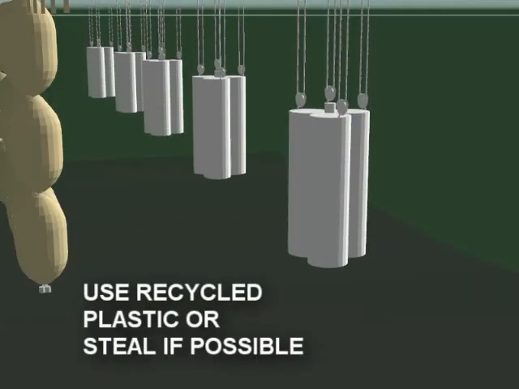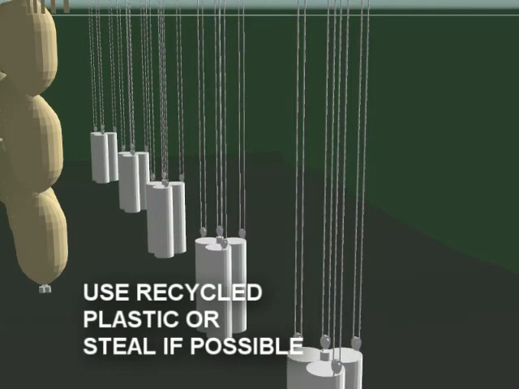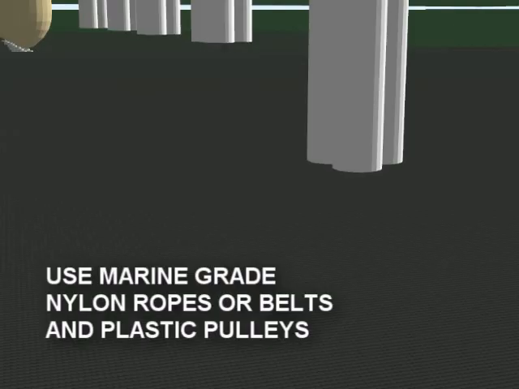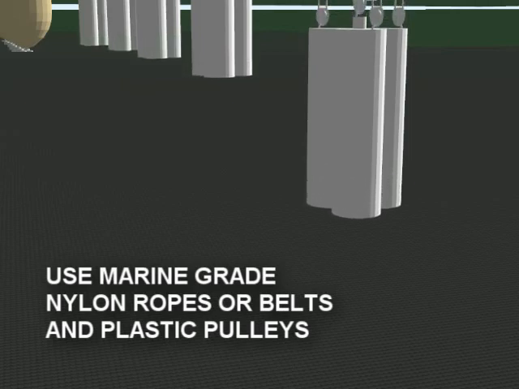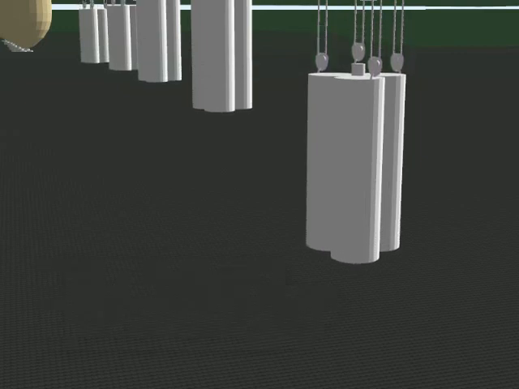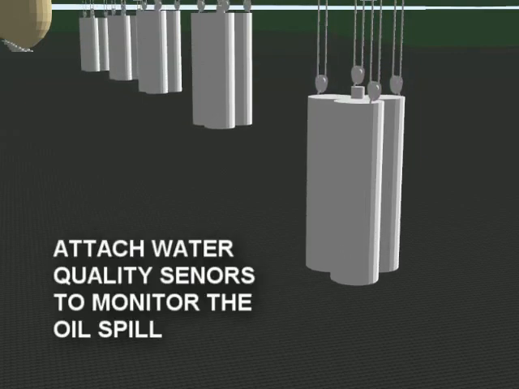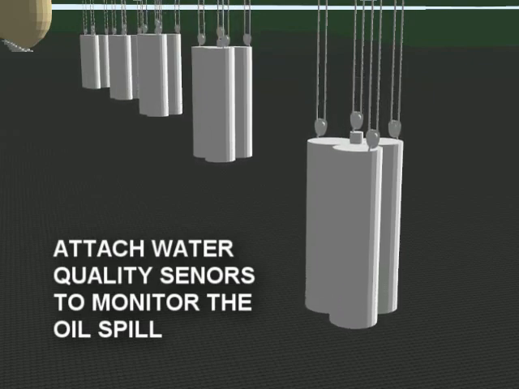Use recycled products like plastic or steel if possible. Use marine-grade nylon ropes or belts and plastic pulleys when possible. Attach water quality sensors to monitor the oil.